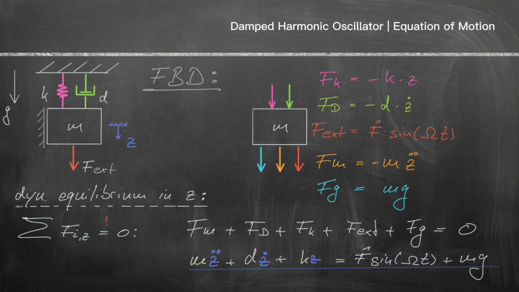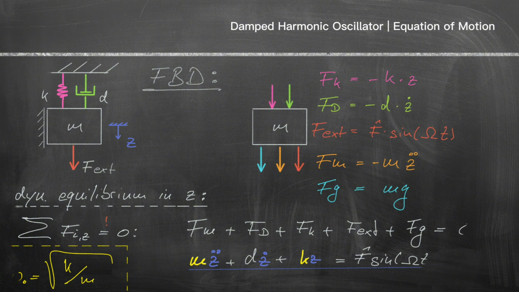From the stiffness and mass term, we can now derive the natural angular frequency of the system. Omega 0 equals the square root of k over m, and denotes the undamped angular frequency. This means that if the excitation frequency, capital omega, is equal to this natural angular frequency, resonance will occur in this region for low damping values.